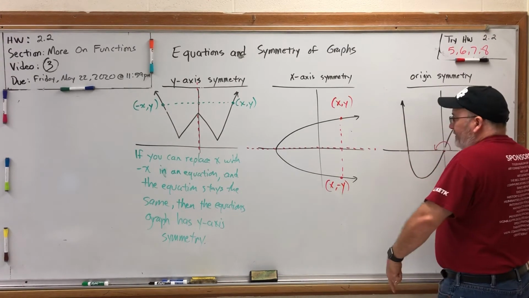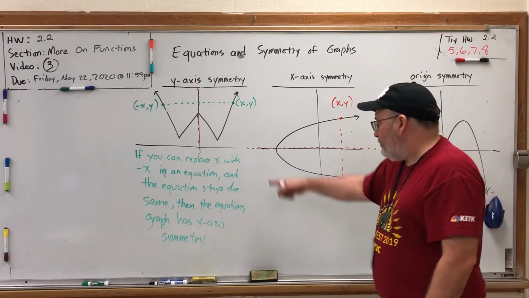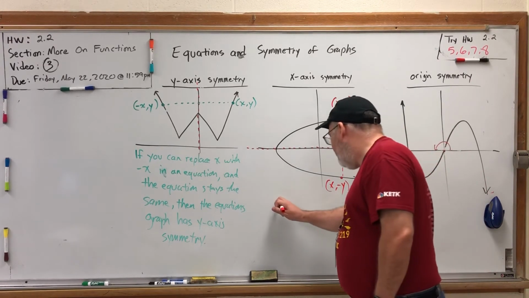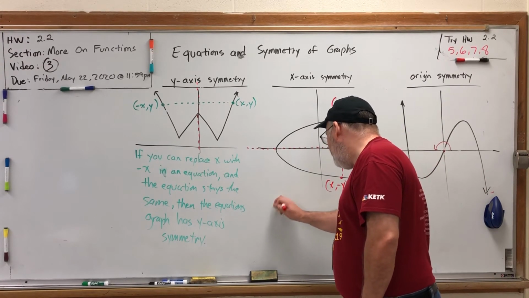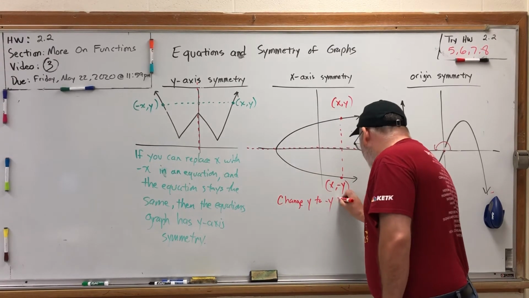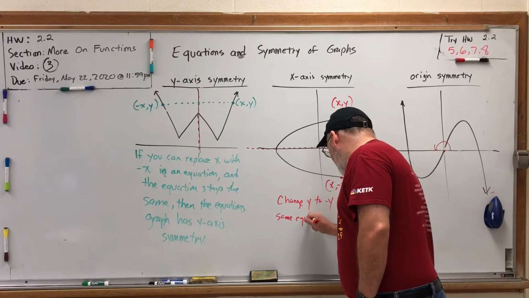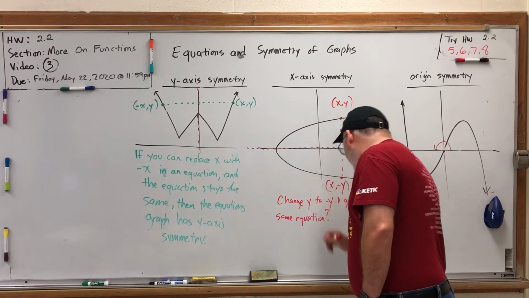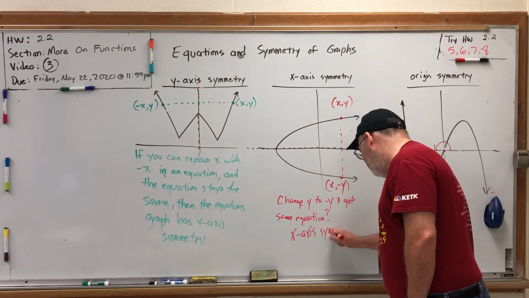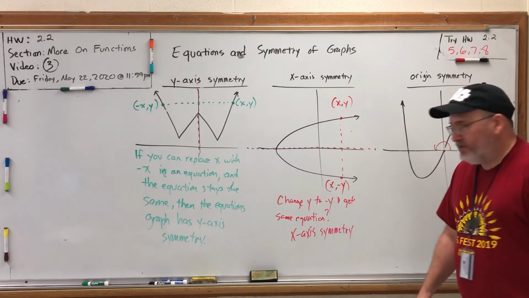So what this says is it doesn't matter if the y is positive or negative, we should get the same x value. So we could write a long sentence like that, but I think I'm going to write it a little bit more brief. If you change y to negative y and get the same equation, then you have x-axis symmetry. I'll show you what I mean by changing y to negative y in the next video.